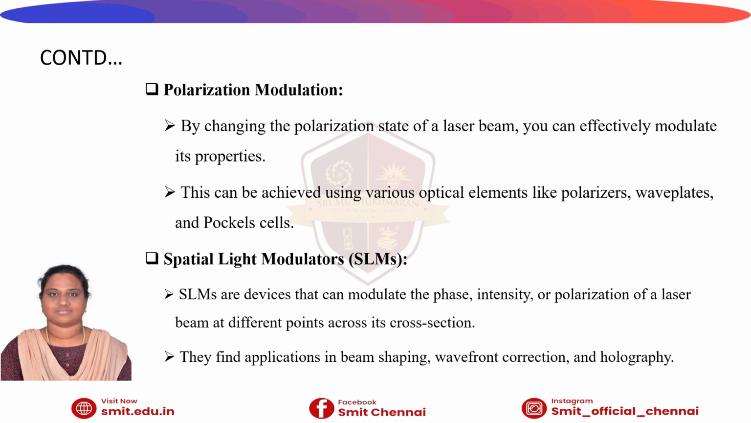Next one is polarization modulation. By changing the polarization state of the laser beam, you can effectively modulate its properties. This can be achieved using various optical elements like polarizers, wave plates, and Pockels cells. Next one is spatial light modulators. These are devices that can modulate the phase, intensity, or polarization of the laser beam at different points across its cross section. They find applications in beam shaping, wavefront correction, and holography.